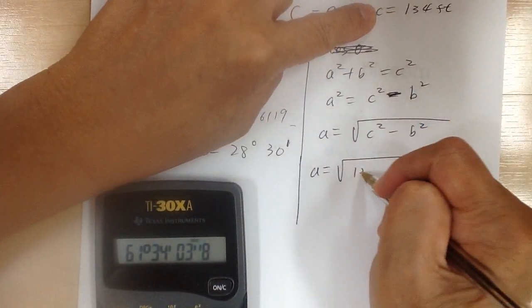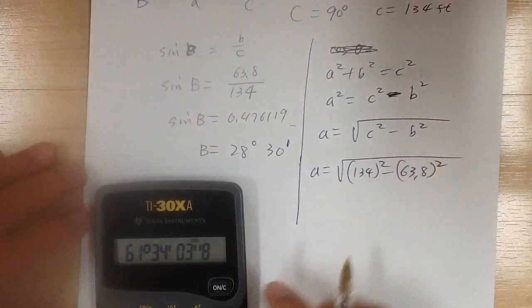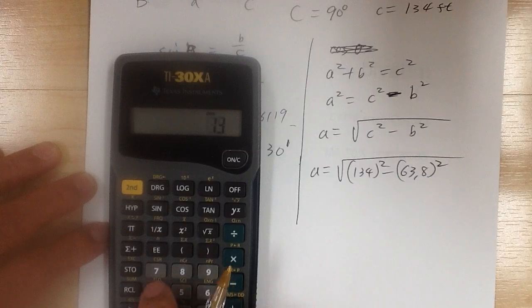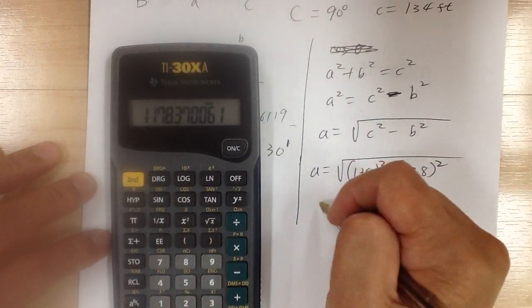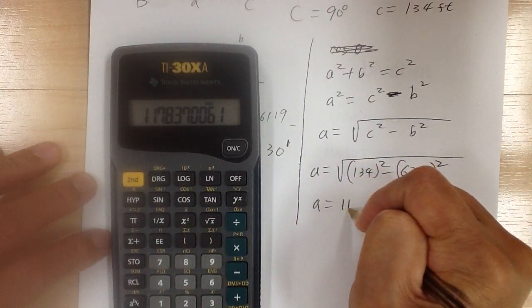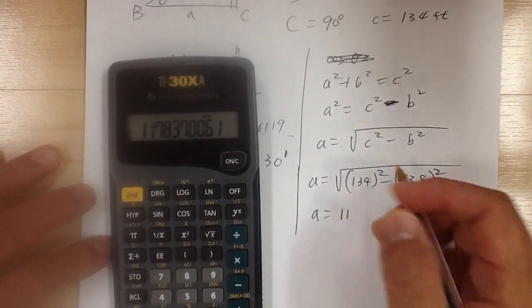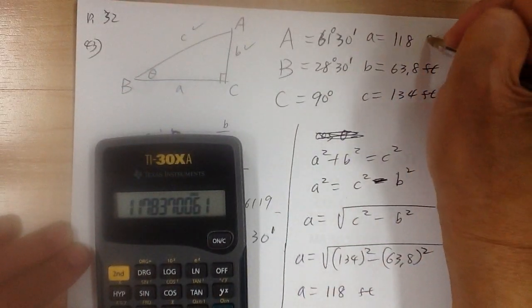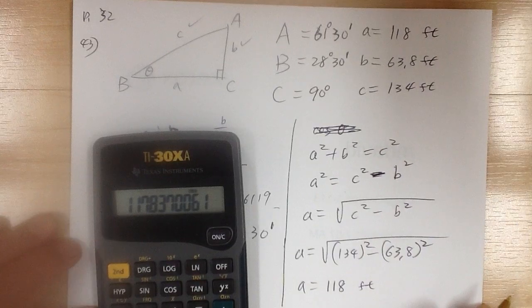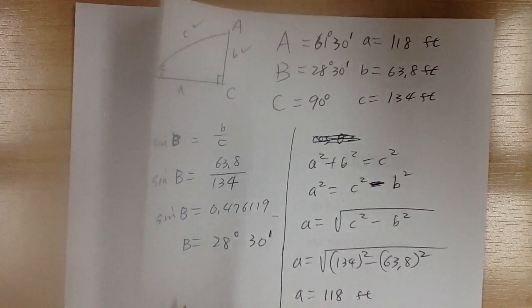So I get 134 squared minus 63.8 squared, and you take the square root. So a equal to 117.8. Since there are 3 digits, I'm going to round off to 3 digits, so it would be 118 feet. Okay, let's go to the next one.